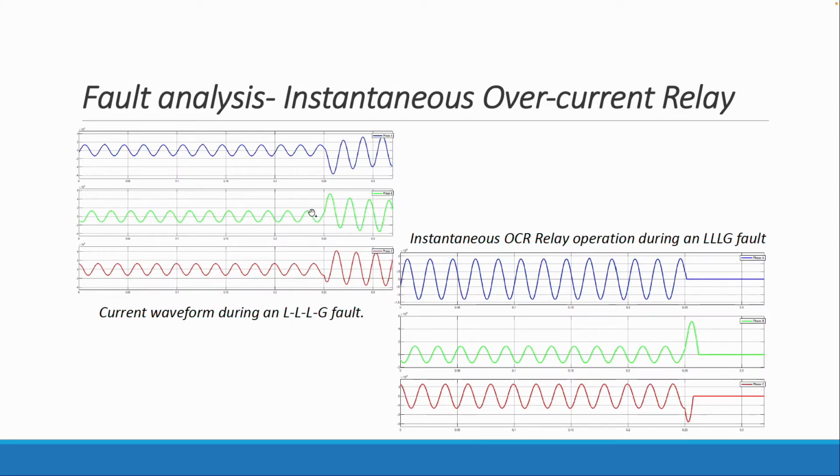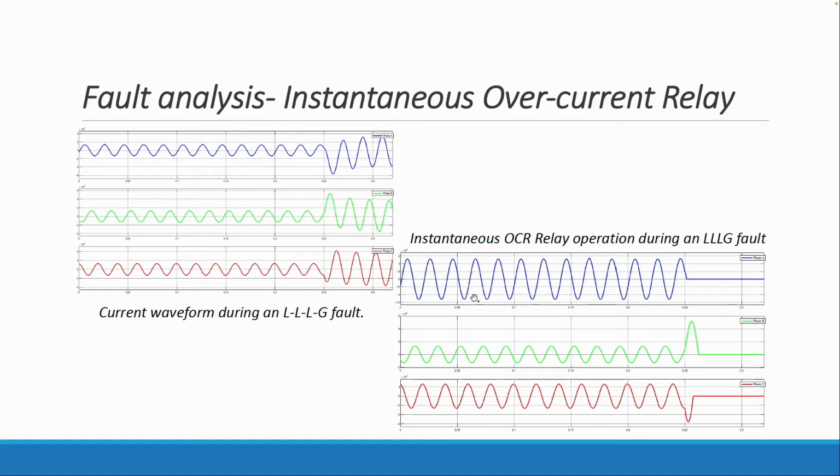Further moving into the fault analysis, the first figure, the current wave during an LLG fault, shows how the current value increases when a fault is introduced to the system. As you can see here, the current value increased exponentially when the fault was introduced, at 0.25 seconds.